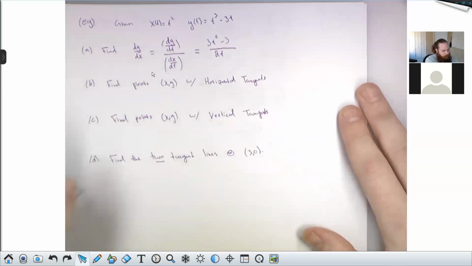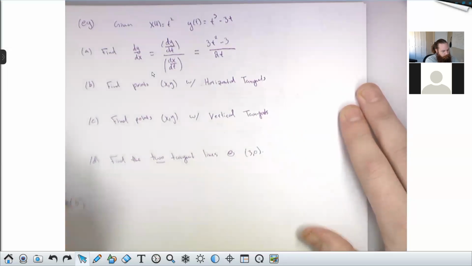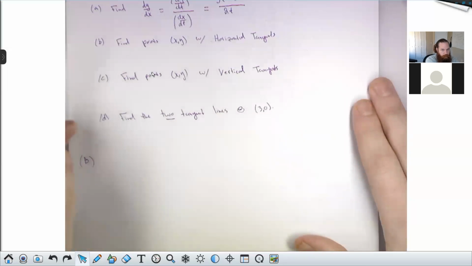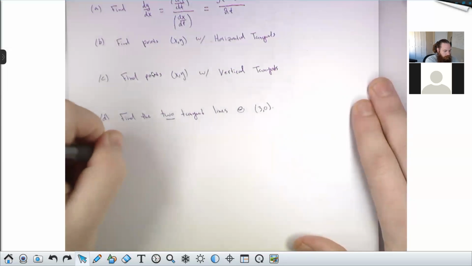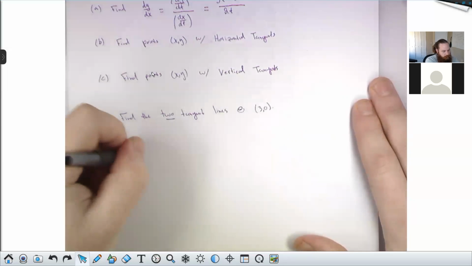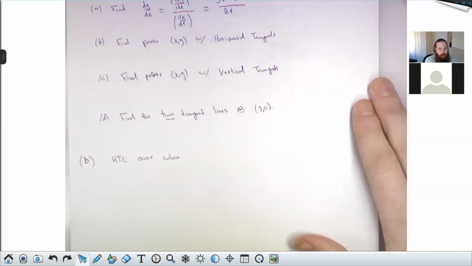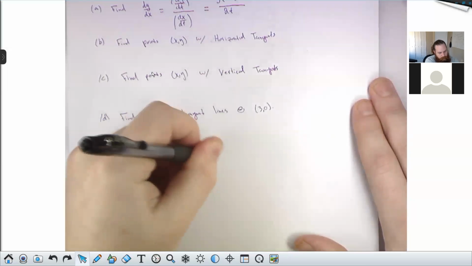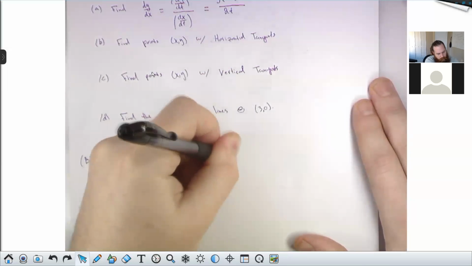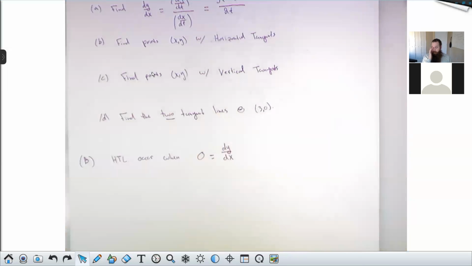Now, for part B, I'm going to solve part B. Horizontal tangents, which I'll abbreviate HTL, these occur when the slope of the tangent line is 0, right? Well, that's when dy dx is 0, because dy dx, just like back in Calc 1, is the slope of your tangent line. Again, the catch is here that dy dx is going to look like a function of t. So rather than getting x values out of this, you'll be getting t values out of this.